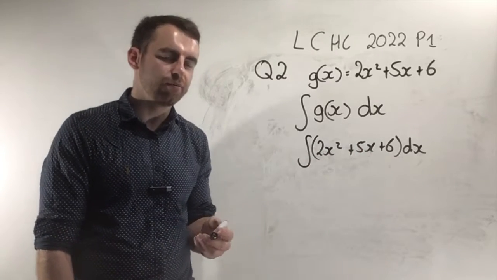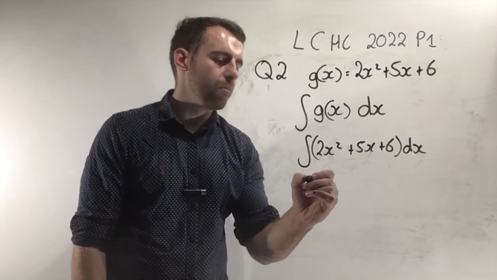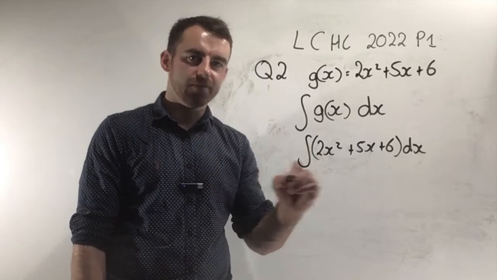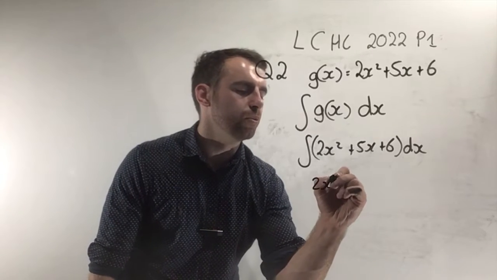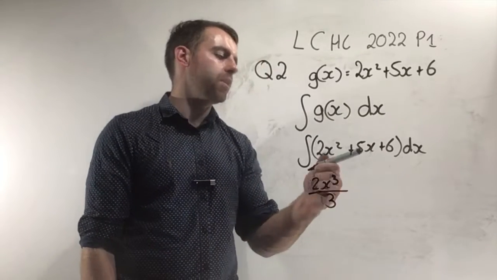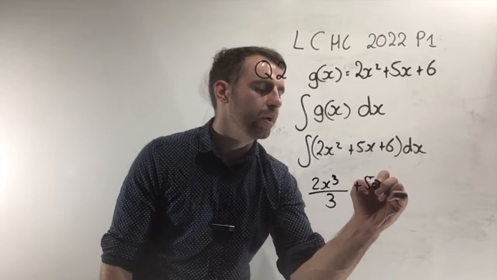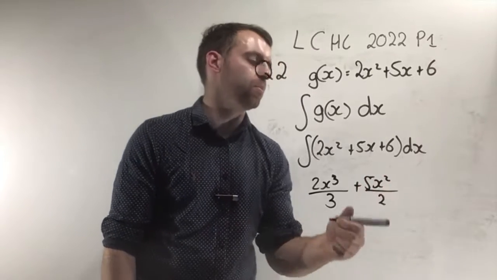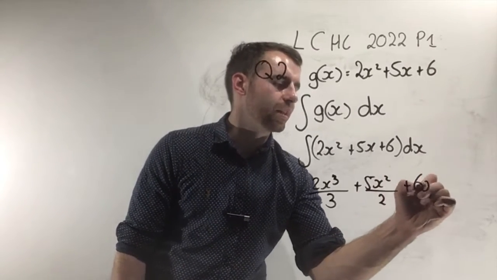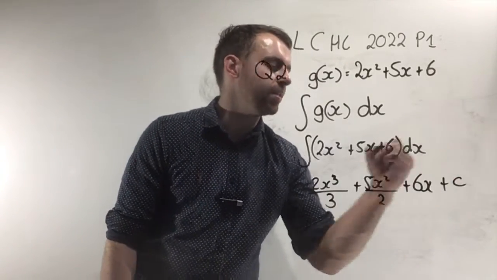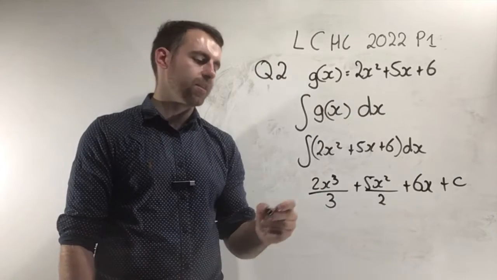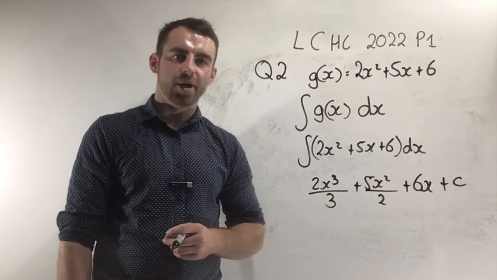This is relatively straightforward. If I need to integrate, remember that means you increase the power of x and divide by the new power. So the integral of 2x squared is 2x cubed divided by 3. The integral of 5x to the power of 1 is 5x squared divided by 2. The integral of 6 is 6x. And remember, since there's no limits here, we do have to add in the constant of integration, plus c, at the end. So that's our final answer for the first part of this question.